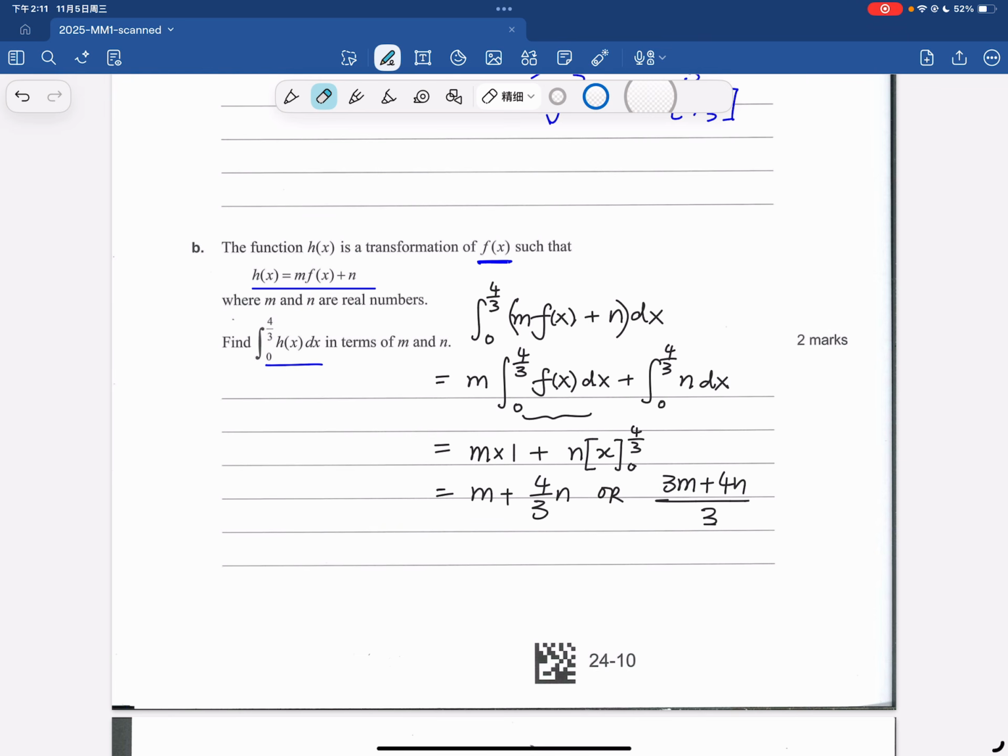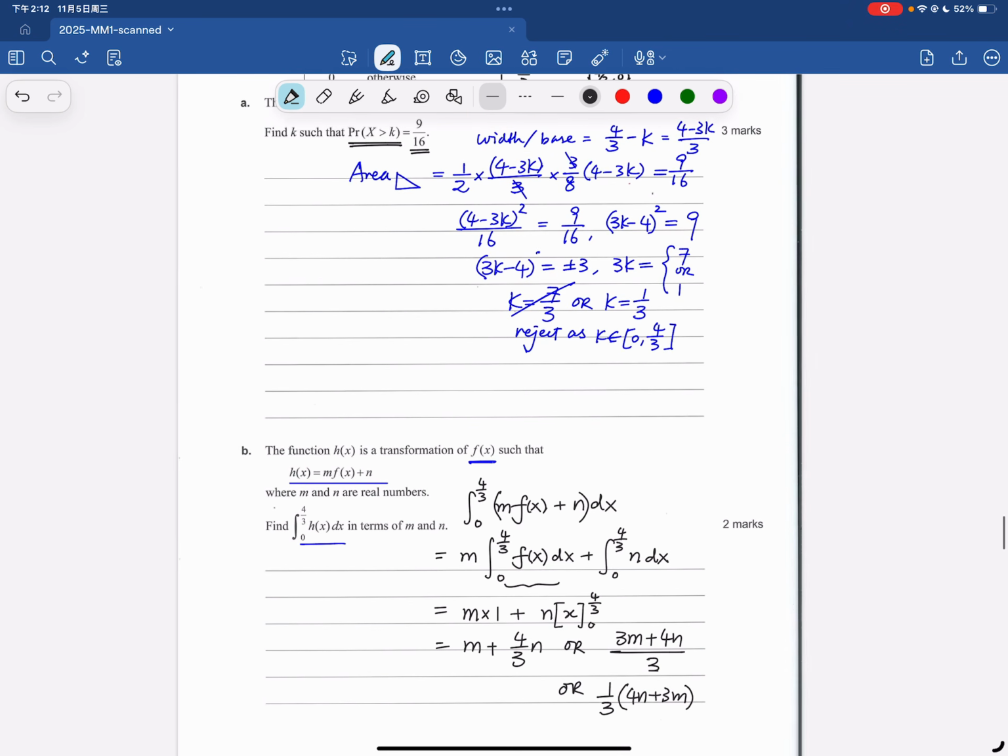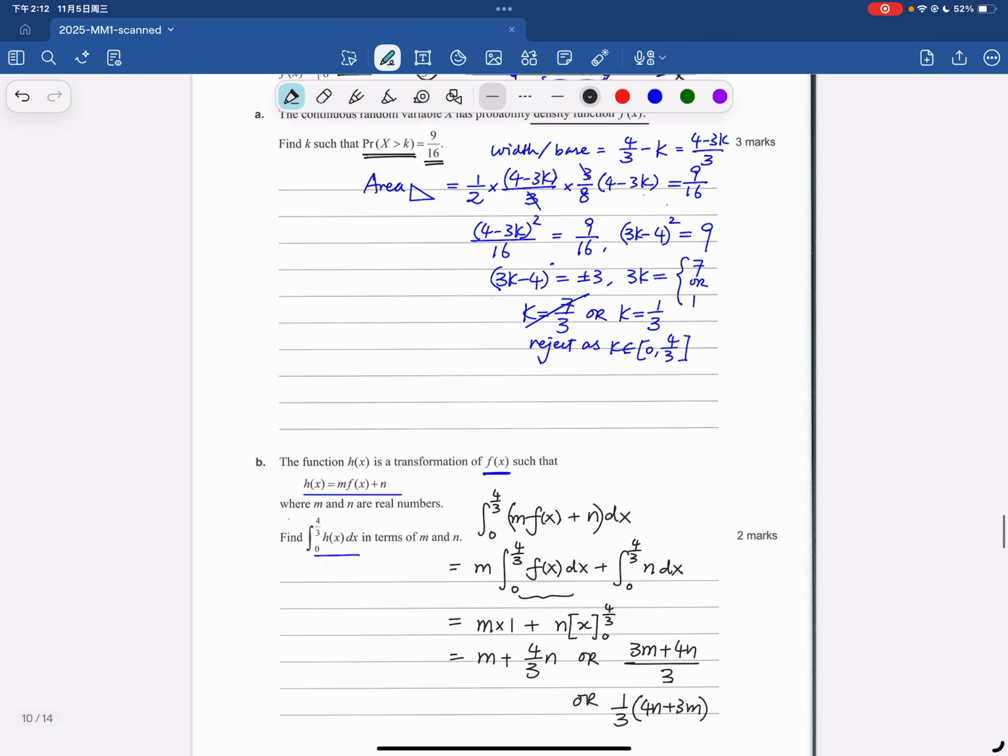So that's something you might want to write down. Another way you might want to write this one is 1/3, 4m plus 3m in a bracket. Anyway, so many different equivalent answers, but eventually the same thing.